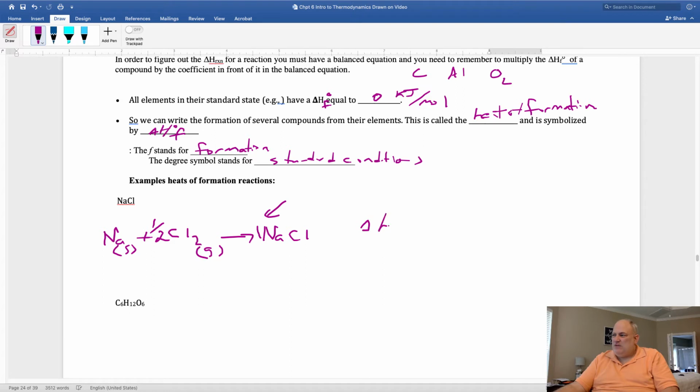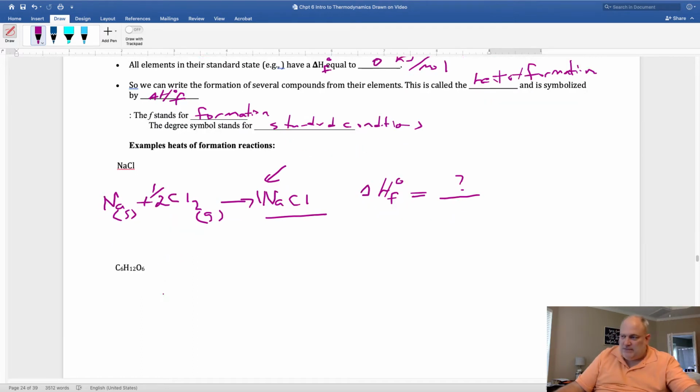It's kind of weird that we do that, but this is the change in enthalpy of formation, and there'll be some number in the table that tells you the enthalpy of formation of 1 mole of NaCl, and they got it by reacting Na with 1/2 of a mole of Cl2.